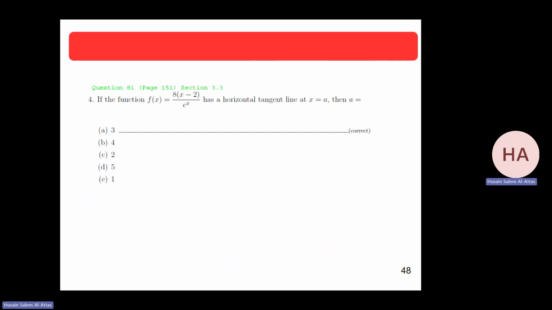If the function has a horizontal tangent line, we did something similar before. That means f prime equals 0. I need to find A, f prime at A, since he told me at x equal A. I need to find A. To find f prime, I need the quotient rule.